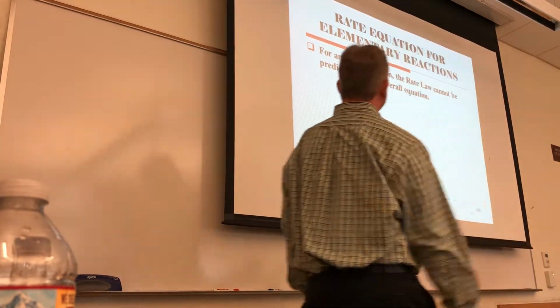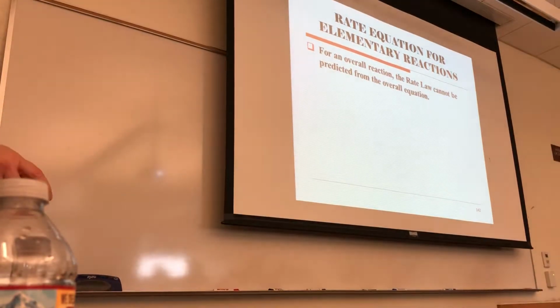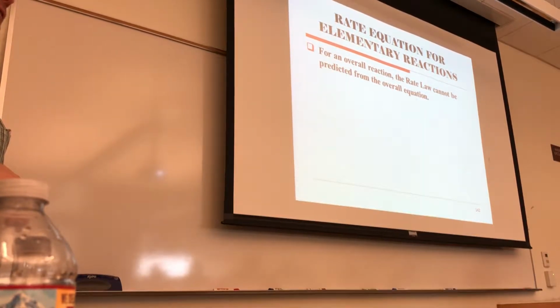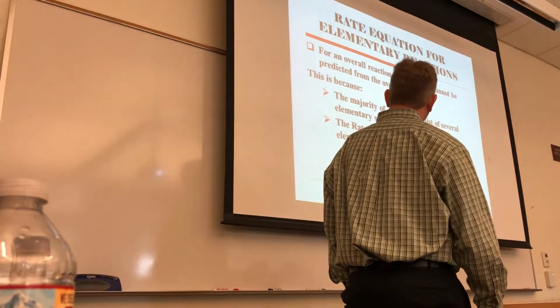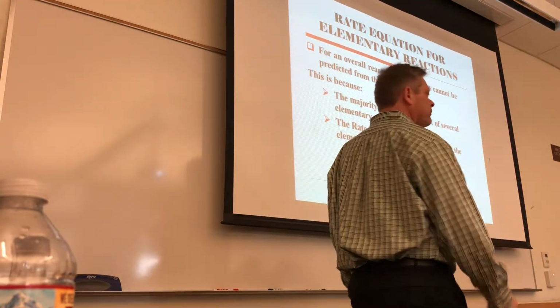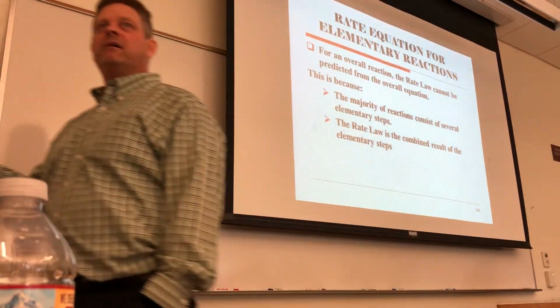This is exactly what I just got done saying, right? For the overall reaction, the rate law cannot be predicted. Okay. The rate law. Where can it be predicted based on what I already said? From an elementary reaction, which one? The slowest. The slowest one, or the rate determining one. Okay. That pretty much is everything that's going to say here, except the way I just stated it is probably a much more clear way to correlate everything.